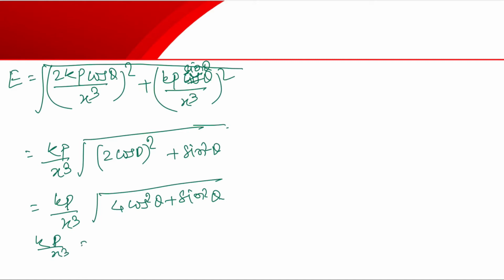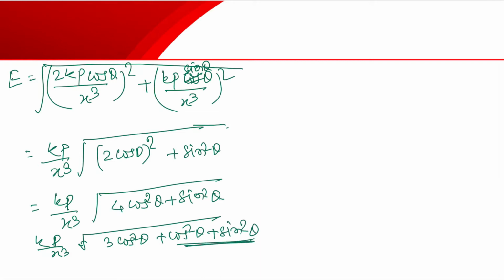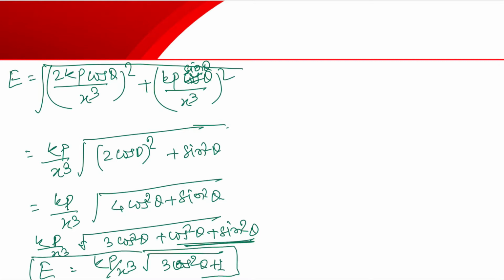That can be written as kp by x cube under root 3 cos square theta plus cos square theta plus sin square theta. This cos square theta plus sin square theta will be 1. So finally we can find the magnitude, and the formula for the magnitude will be kp by x cube under root 3 cos square theta plus 1. So this will be the formula.